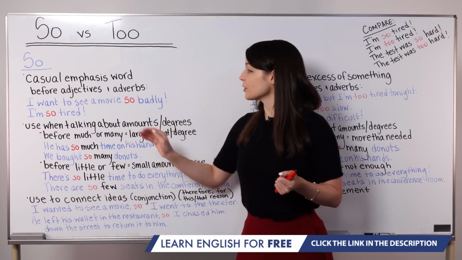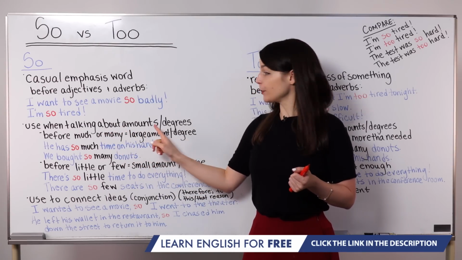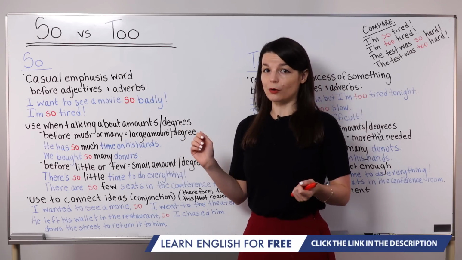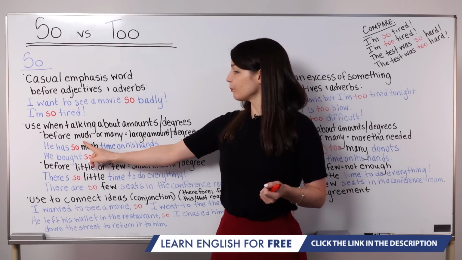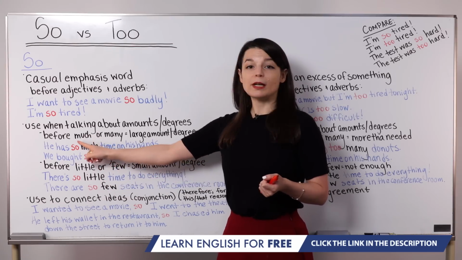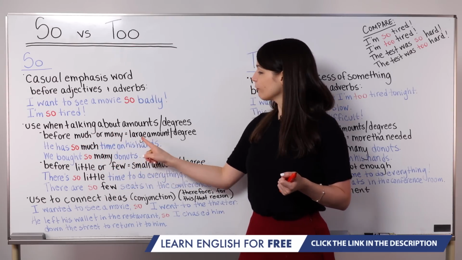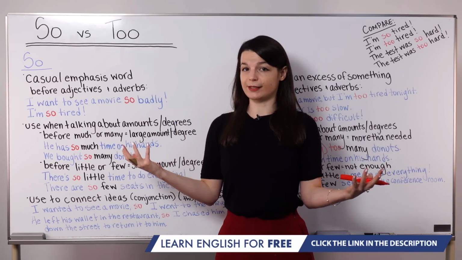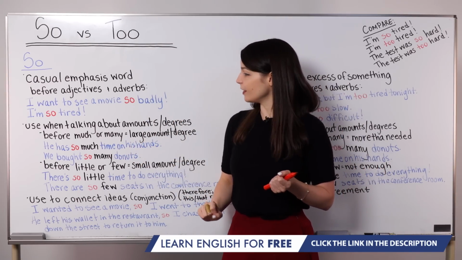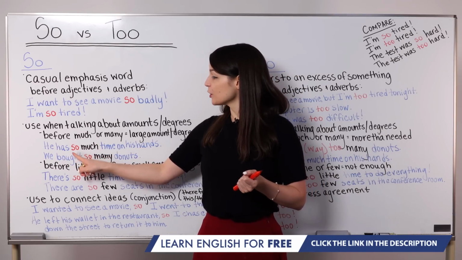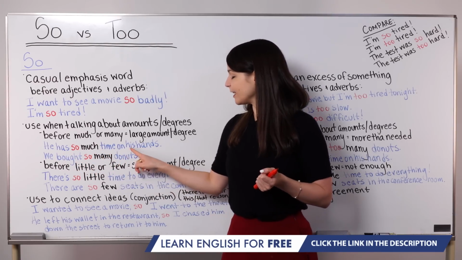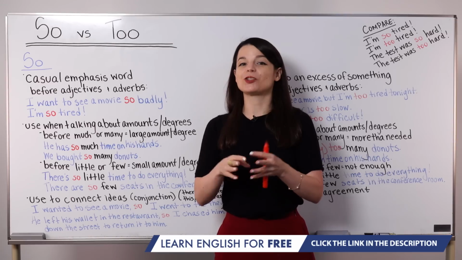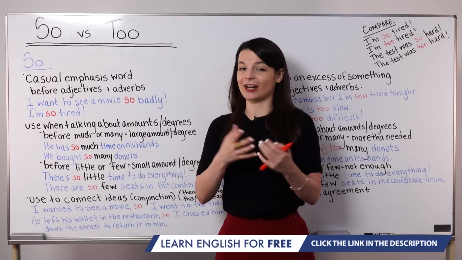We can also use so when we're talking about amounts or degrees. So you will see so used before much or many. And when it's used in this way, it refers to a large amount or a large degree of something. So some examples of this are, he has so much time on his hands. This expression, to have time on your hands, means to have extra time.